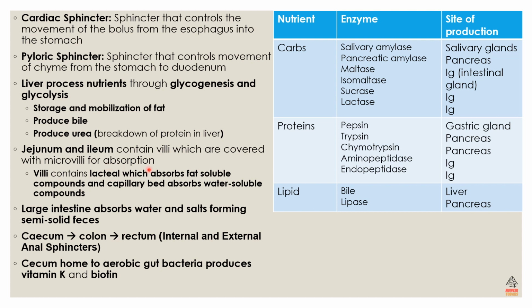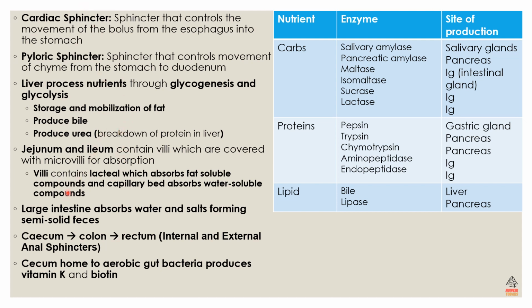So the lacteal absorbs fat-soluble compounds, okay? You know how sometimes there are vitamins that are fat-soluble and water-soluble? They have lacteal for fat-soluble compounds, and then capillary beds absorb water-soluble compounds. Large intestine absorbs water and salts, forming semi-solid feces. So the nutrients are absorbed in the jejunum and the ileum, and then the water and the salts are absorbed in the large intestine or the colon.